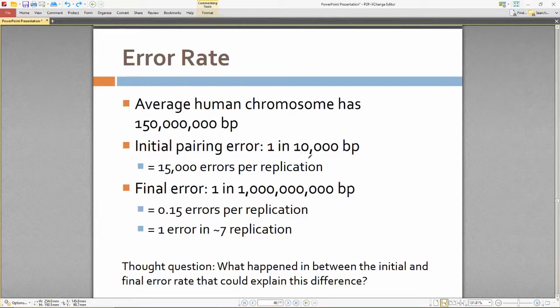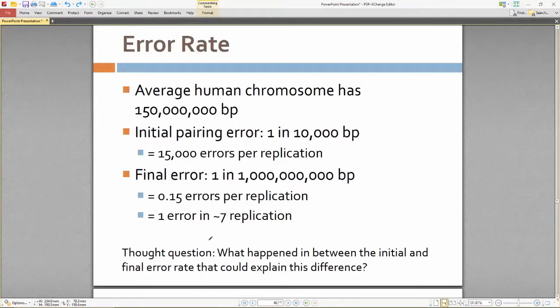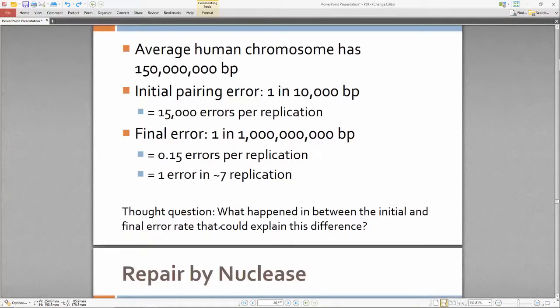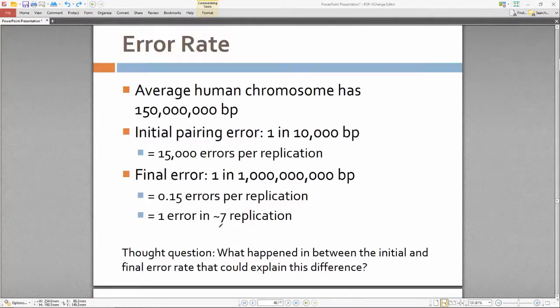So the average human chromosome has 150 million base pairs. Initially, the pairing error is 1 in about 10,000, so about 15,000 errors per replication, right? But after proofreading and repair, you have about 1 error in 1 billion base pairs. So 0.15 errors per replication, or a single error every 7 replications. No, you do not have to memorize these numbers. This is like a fun fact.